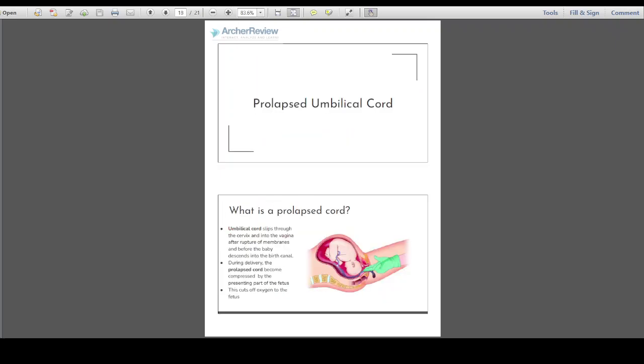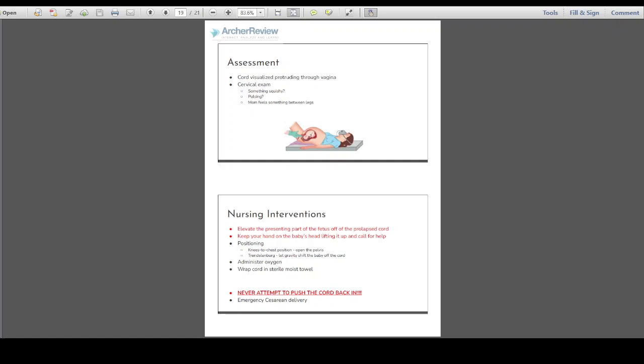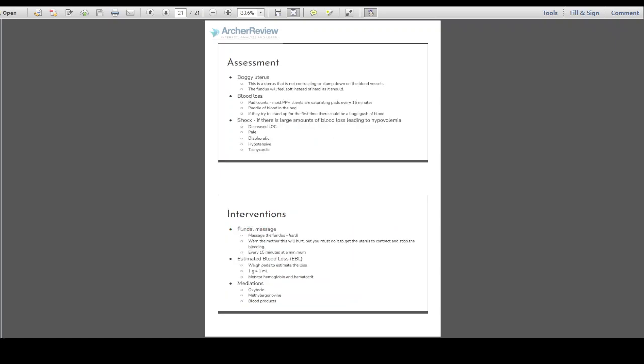After delivery, we had our postpartum complication. We just finished that postpartum hemorrhage. So now you guys know the risk factors for it, how to assess your client, and of course, those major interventions that you will be able to implement to stop that hemorrhage.